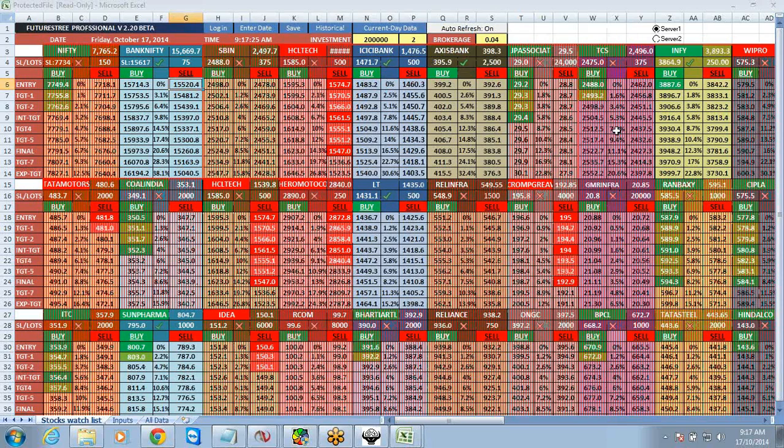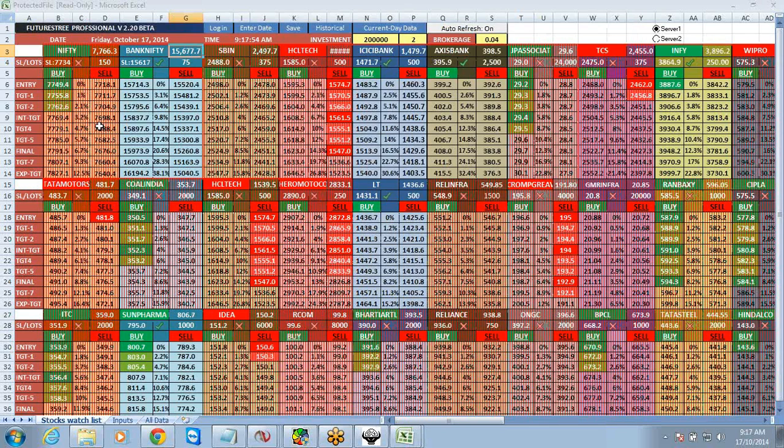So you can see that there are some scripts where we have these vertical red lines. So for those scripts, what we'll actually be doing is we'll be clicking on the current day data at 9:20. Then we'll be getting the prices for those scripts also, and then we can actually start trading. And against the script name, what you are seeing is the current market price, which refreshes every 4 seconds.